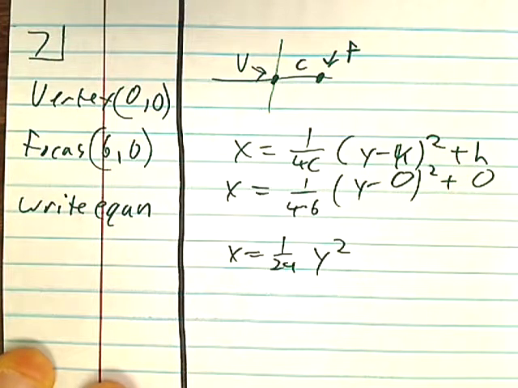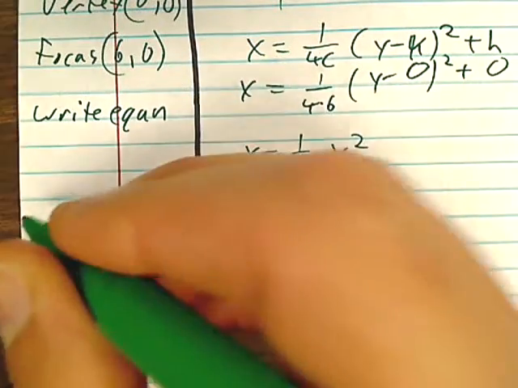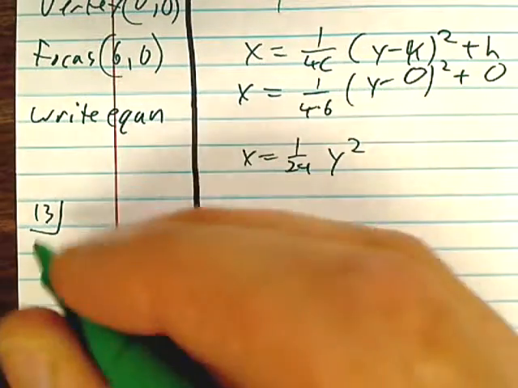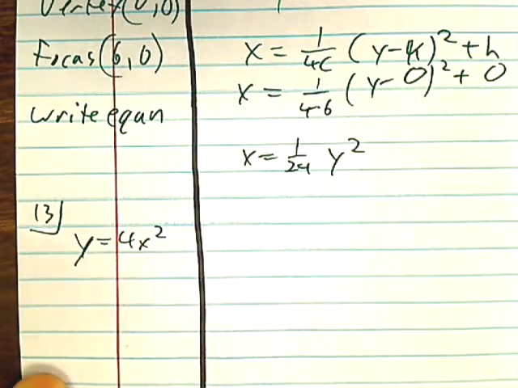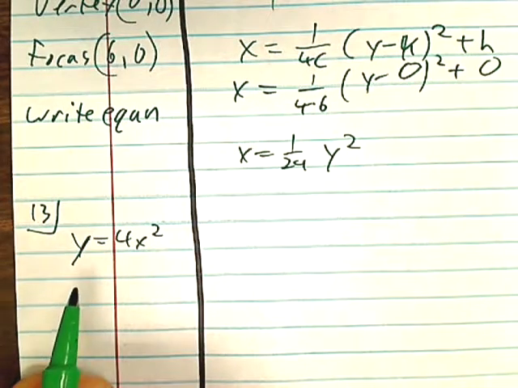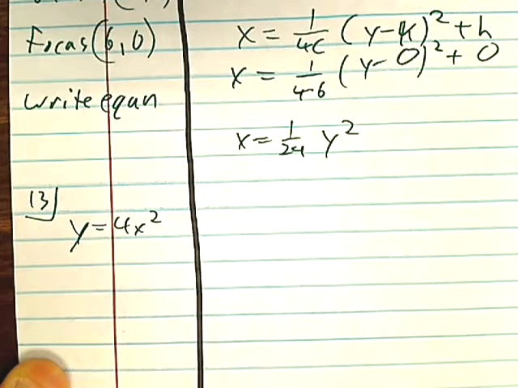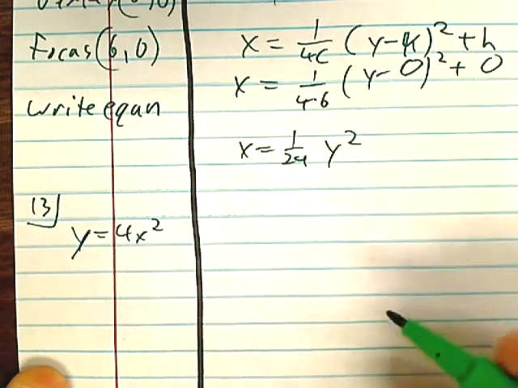Okay, let's go ahead and try one more here. Let's look at number 13. Y equals 4x squared. This is a y equals. I already know it's an up or down because the x term is squared. So that's a little hint for you. They want to know the vertex, focus, directrix, and graph.